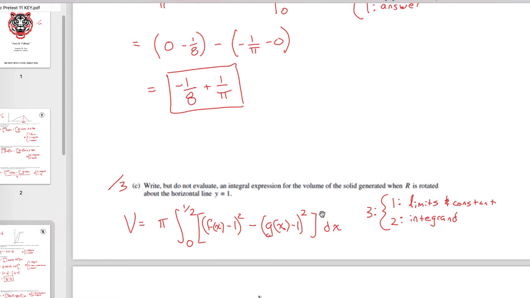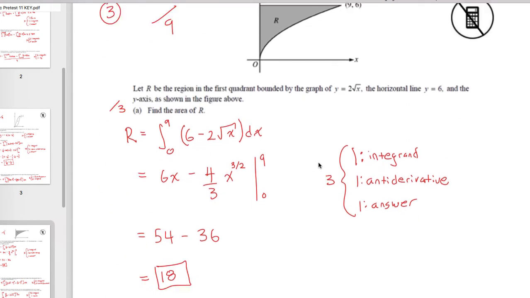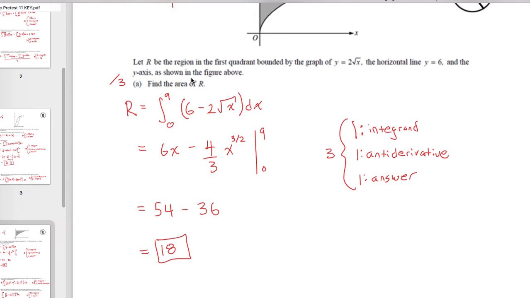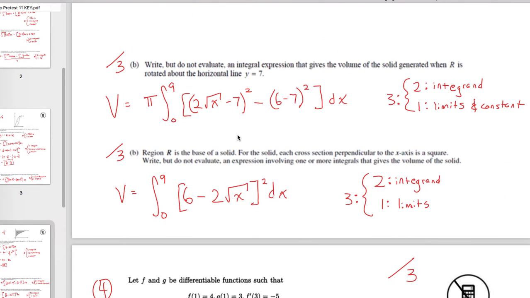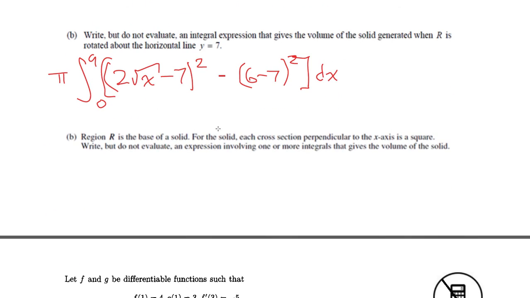How to score yourself for these guys? I forgot to go over number 1, but you give yourself 1 point if you got everything in the integrand correct, 1 point if you got the antiderivative correct, 1 point if you got 18. For number 2, you get 2 points each part of the integrand. So this part is 1 point, this part is 1 point, and if you did pi and 0 to 9, that's also 1 point. Let's go on to number 3, or part B.